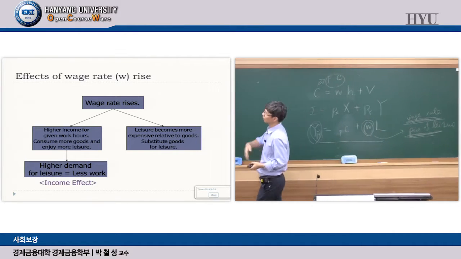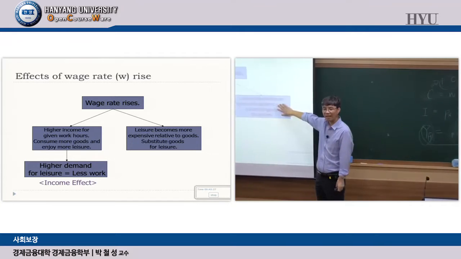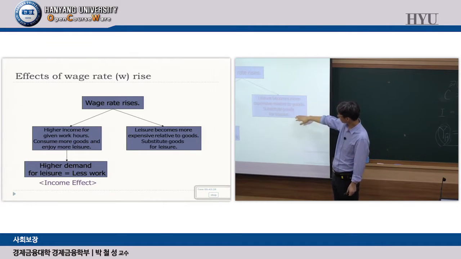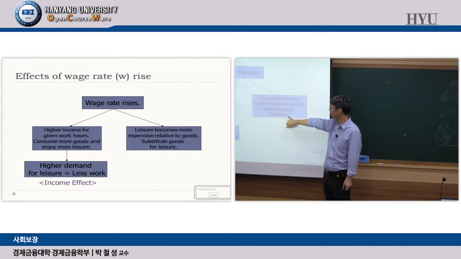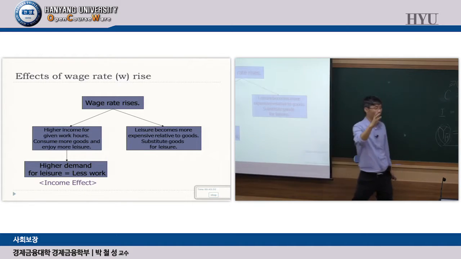I don't want to lose $12. Okay? So, because the price of leisure goes up. Okay, that's how we write it in economics. So leisure becomes more expensive relative to goods. So we consume less leisure, and then we consume more goods. Okay? So the way of thinking is this.